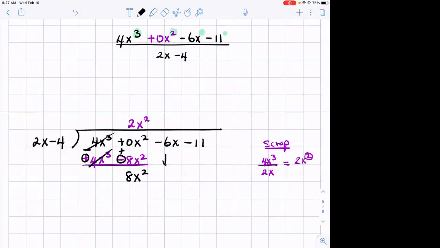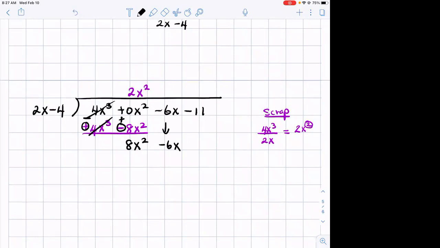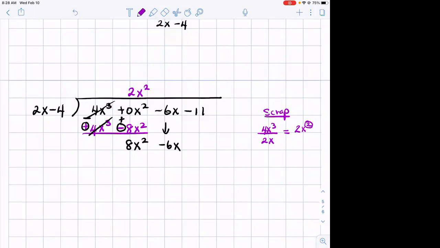Immediately after you combine, you must bring down. The next step will bring down the minus 11, or if you want, you could bring it down now. It doesn't matter. So scrap work again. 8x squared divided by 2x becomes 4x. It's positive, so we write positive 4x. And then we distribute: 4x times this, and then 4x times that.